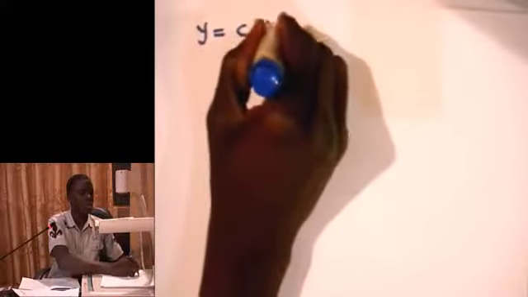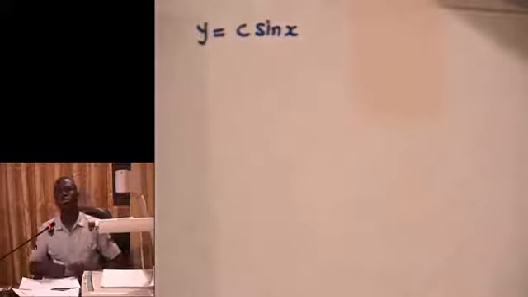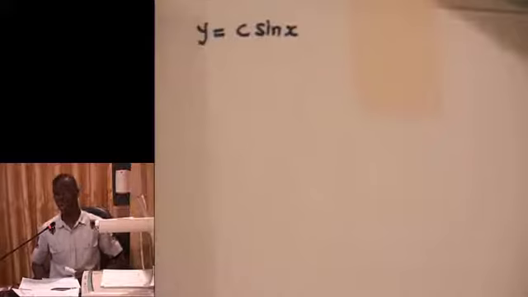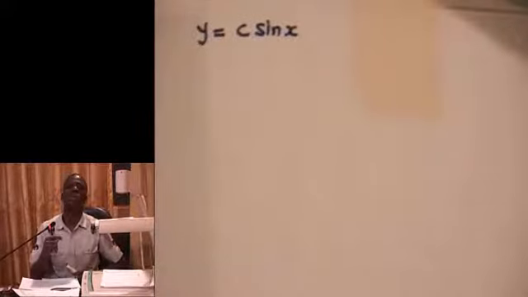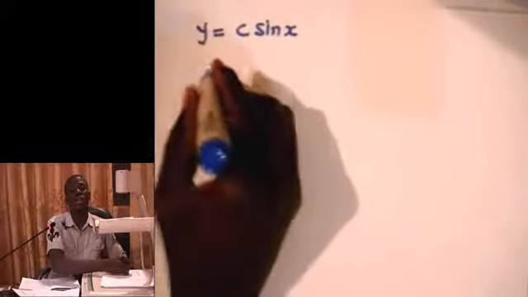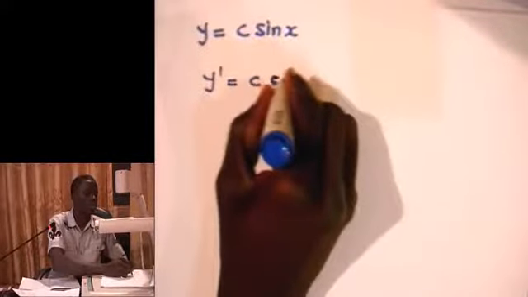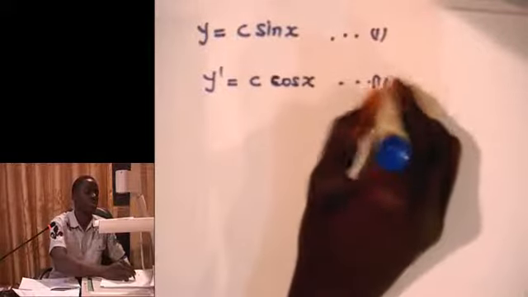Let's look at another example. Find the differential equation whose general solution is y equals c sine x. Now, the rule is this: the number of arbitrary constants determines the order of the equation. How many constants do we have here? 1. It means the differential equation is of order 1. So we are differentiating just once. So if y equals c sine x, y prime equals c cos x. Let's call this equation 1, equation 2.